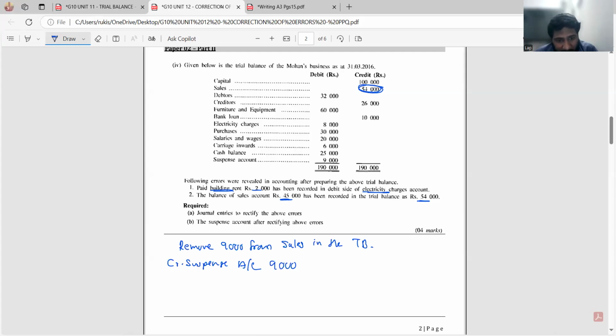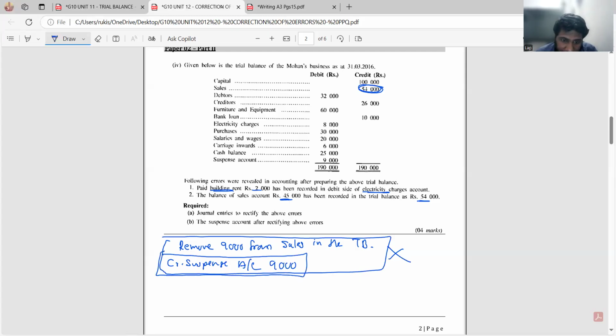But what you have to understand, when we are writing the journal entries, you can't write like this. It is wrong. If a mistake has happened only in the trial balance, only the suspense entry should be posted to remove the amount. To make it right, you have to post only this. You have to post only this entry.